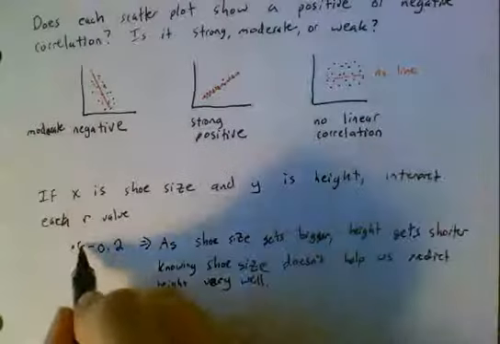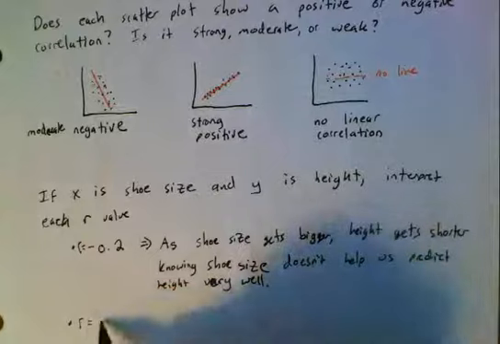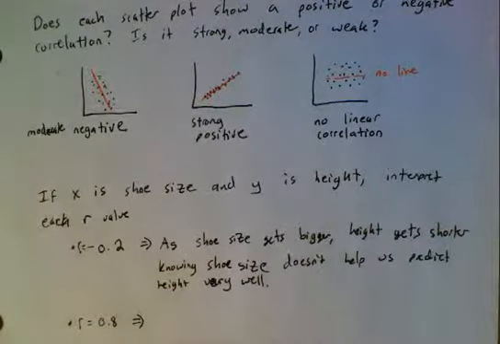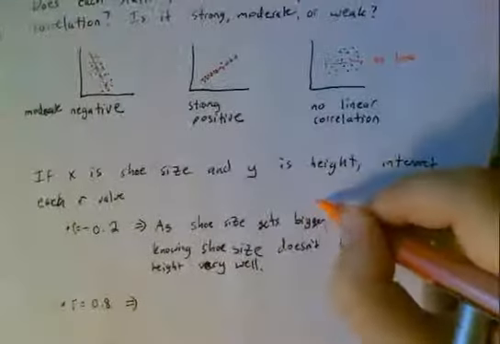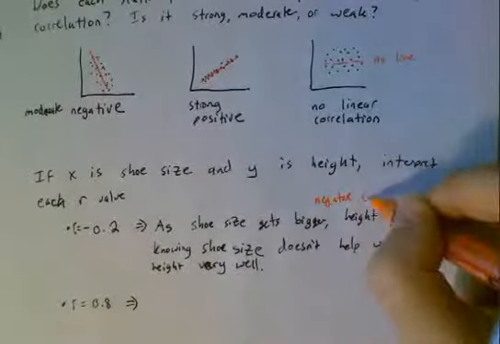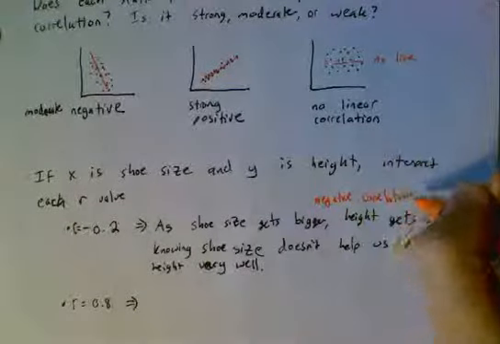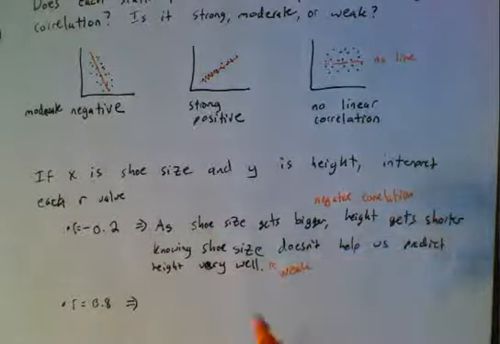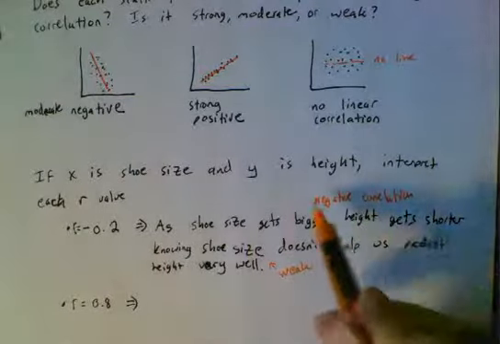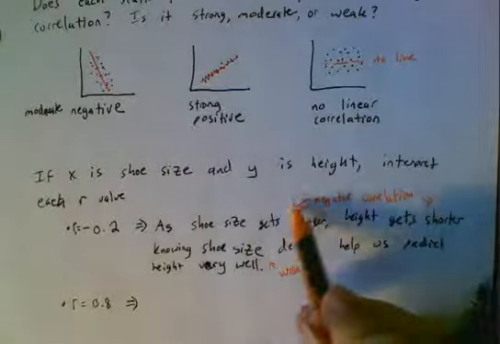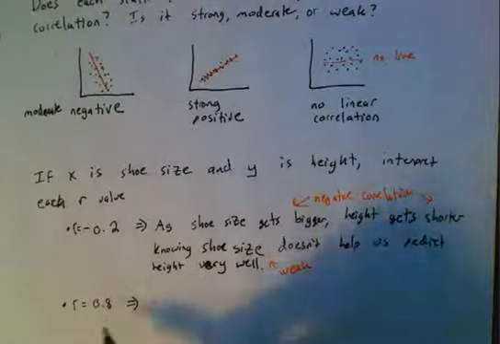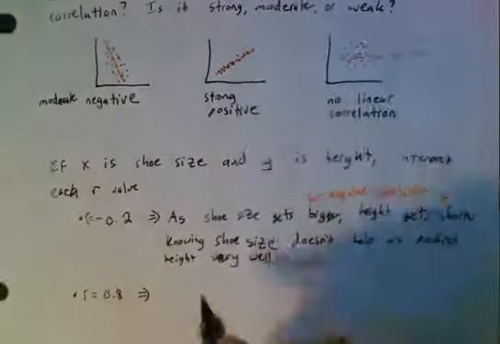Let's say instead that R equals 0.8. Well, this is a positive correlation. Why don't I label how we know? So this is negative. And this part is weak. So this part, as shoe size gets bigger, height gets shorter, that's the negative correlation part. Doesn't help us predict height very well, that's the weak part. This, remember, is a strong positive correlation, just like this.